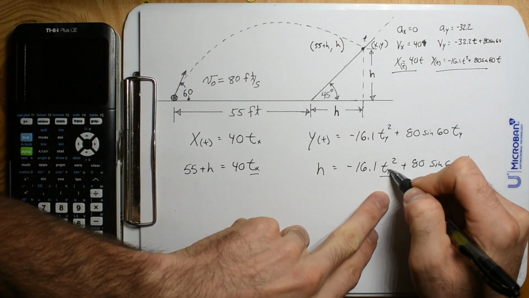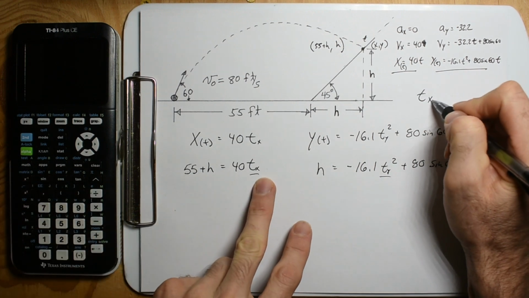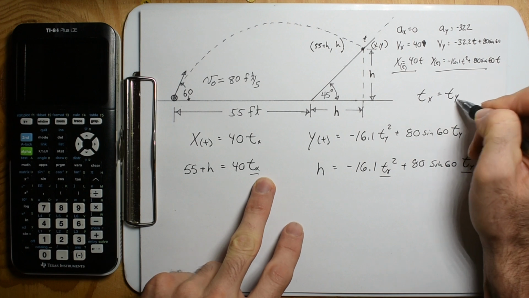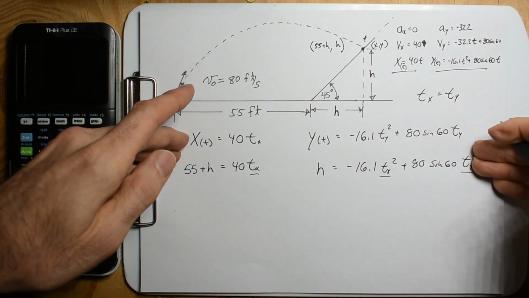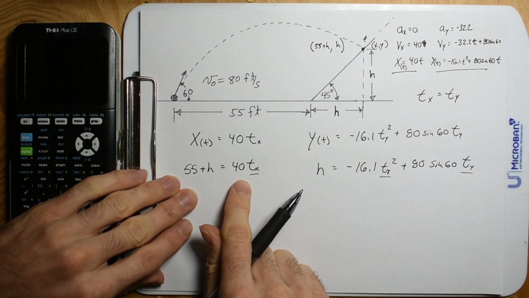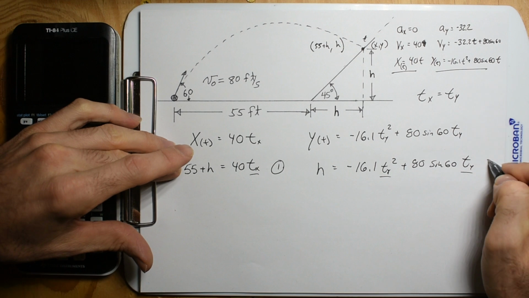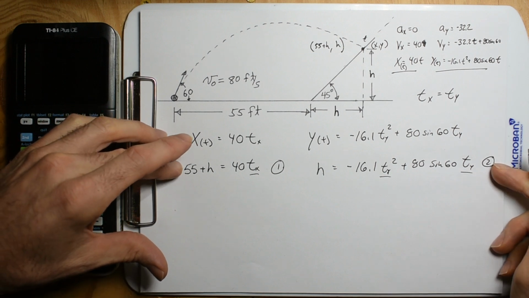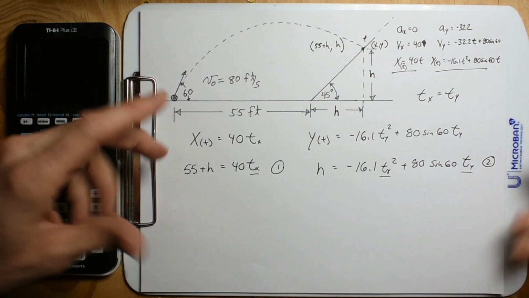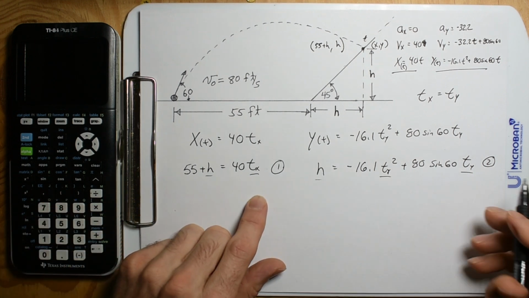You don't have to do this. But now you can have a separate equation that says, yeah, sure, time in the x is the same thing as time in the y for both of these. So, cool. All right, so now we have two equations, equation 1, equation 2, and we have two unknowns. We don't know what h is, and we don't know what t is.